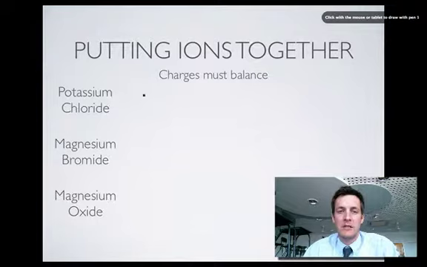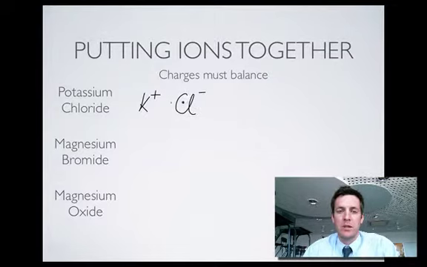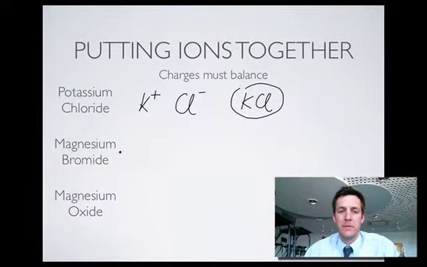I can look up the potassium ion on my ion list. I can look up a chloride ion and see that they're 1 plus and 1 minus. To get those charges to balance, I'm going to need one of each of those ions, so the formula is simply KCl. Okay, and the overall formula for the compound does not show the charges of the ions. Okay, so they should not appear in the formula of the compound.